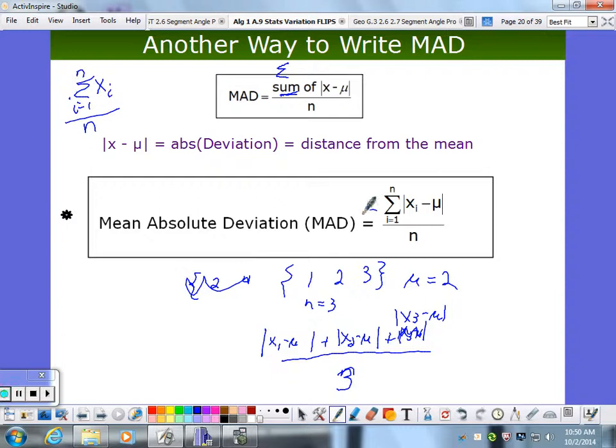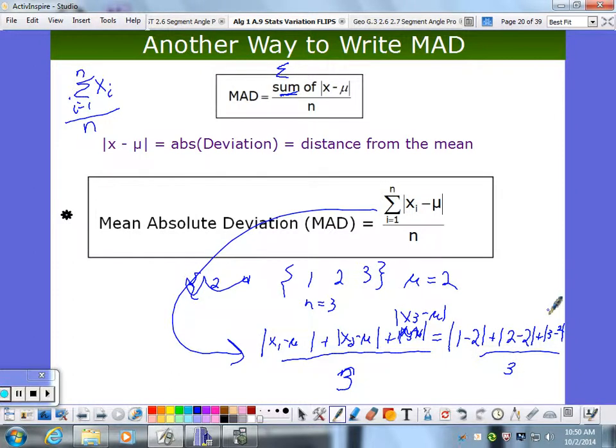Question on how I got from here to here with this data set? Okay, wait. What is x of 1? 1. What's my mean? 2. What's x of 2? 2 minus my mean, plus x of 3, 3 minus 2. This is the distances. That was that step where I said find the distances and take the absolute value. What's that step? 1 minus 2 absolute value is 1. 2 minus 2 is 0. 3 minus 2 is 1, over 3. 2 over 3 is my mean absolute deviation.